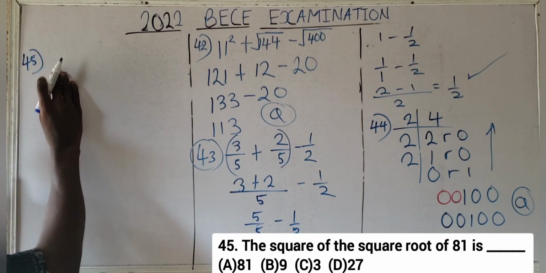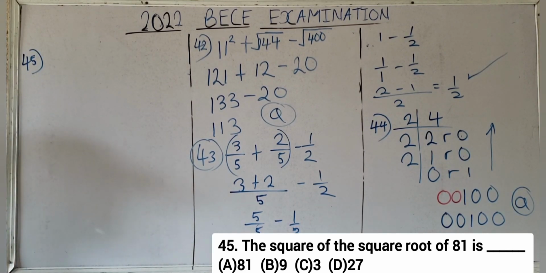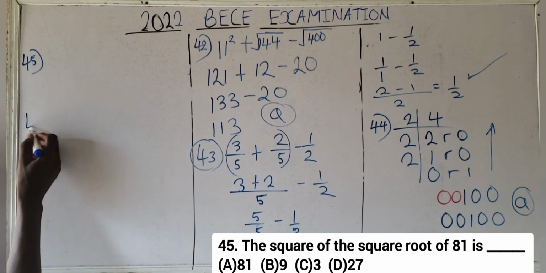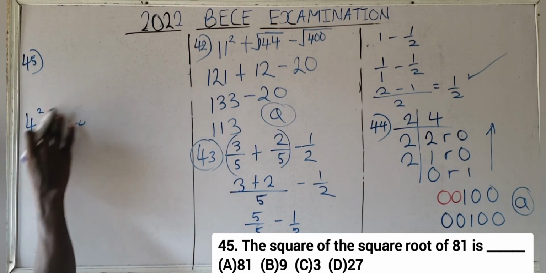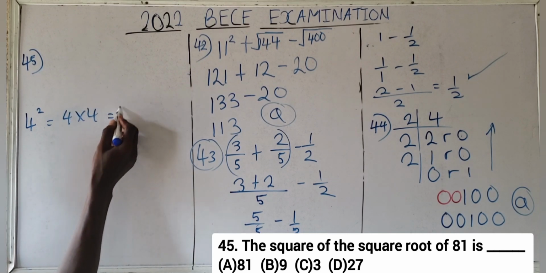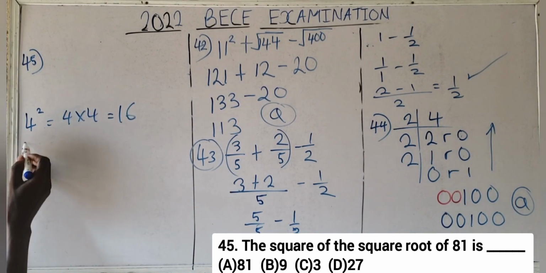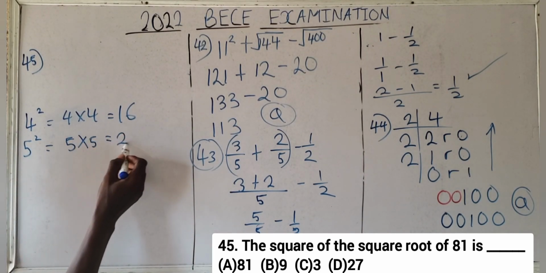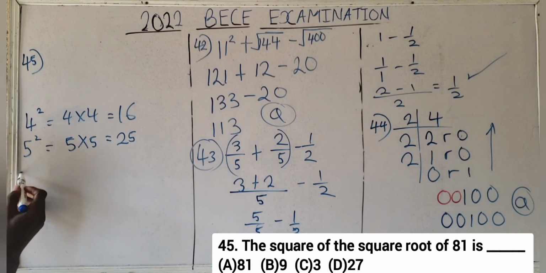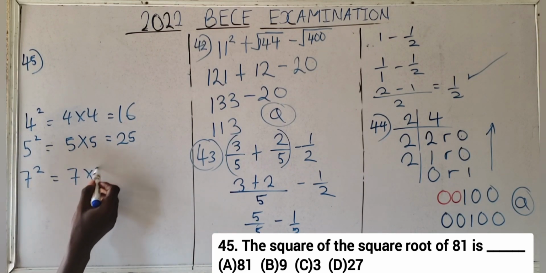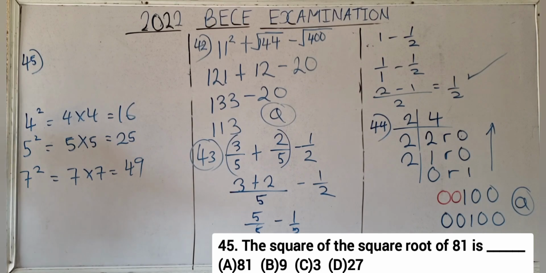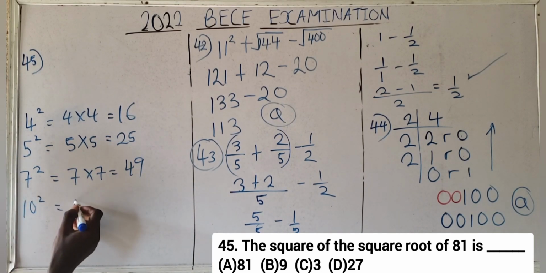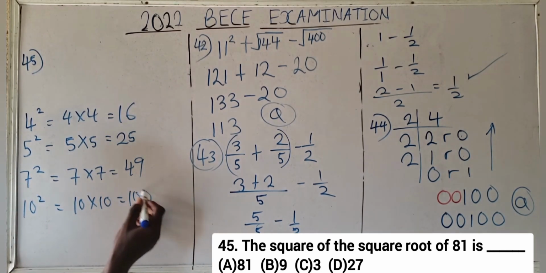The square simply means to the power of 2. Please pay attention. If I ask you to take the square of 4, the square of 4 simply means 4 times 4, which is equal to 16. The square of 5 is what? 5 raised to the power of 2 is 5 times 5, and 5 times 5 is 25. The square of 7 is 7 raised to the power of 2. 7 times 7 is what? 49, okay? So the square of 10 is what? 10 raised to the power of 2 is 10 times 10. 10 times 10 is what? 100. Now, let's go back to the question.